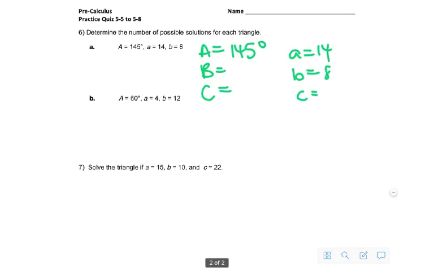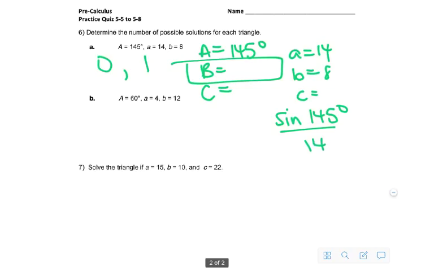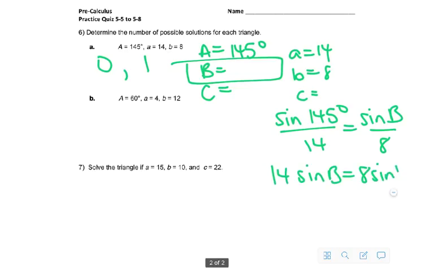In order to figure out if it's 0 or 1 solution, all you have to do is find angle B. How are you going to find angle B? Law of sines. The sine of 145 over 14 is equal to the sine of B over 8. When I cross multiply, I get 14 sine of B is equal to 8 sine of 145. I'm going to divide by 14.